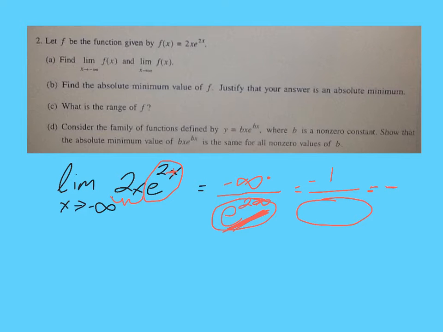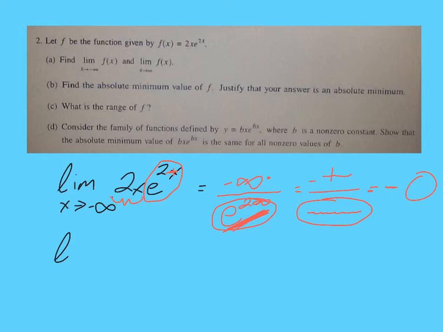Now, it is negative, so we're going to 0 from below. That's really what this is saying. But this is approaching 0, because this number here is just getting bigger and bigger and bigger, much faster than this number up here is getting bigger and bigger and bigger.